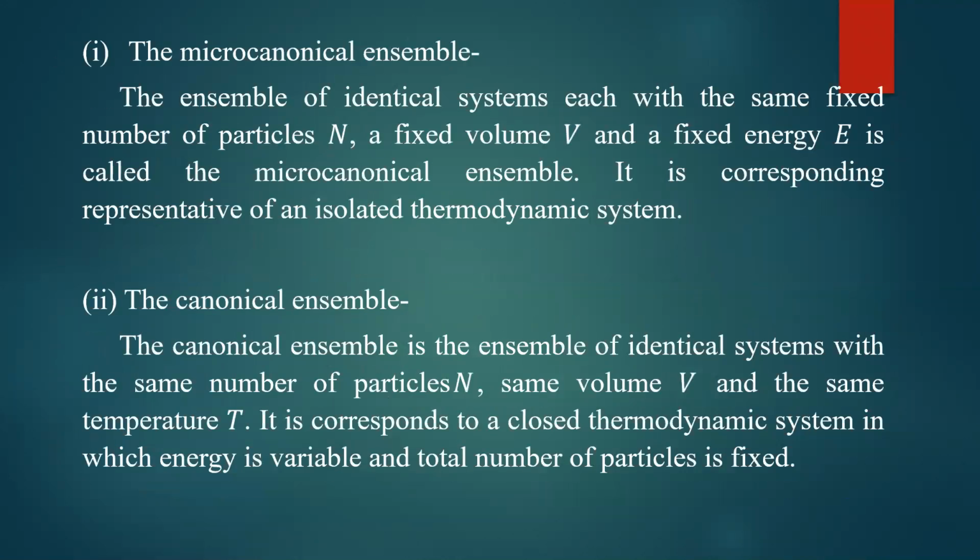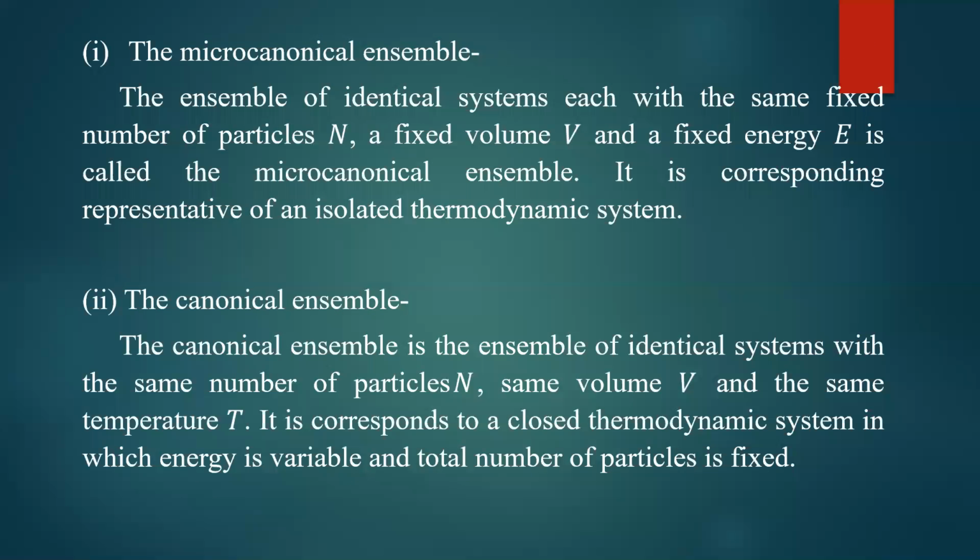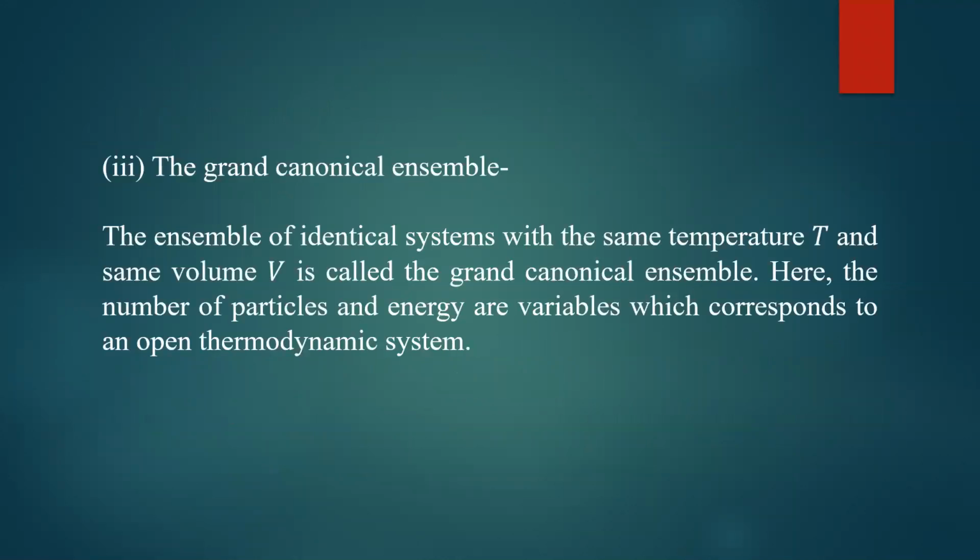As for ensembles, there are the micro canonical ensemble, the canonical ensemble and the grand canonical ensemble. Okay, you have to remember the 3 ensembles. Micro canonical ensemble means an isolated system. Canonical ensemble means a closed system. Grand canonical ensemble means an open system.